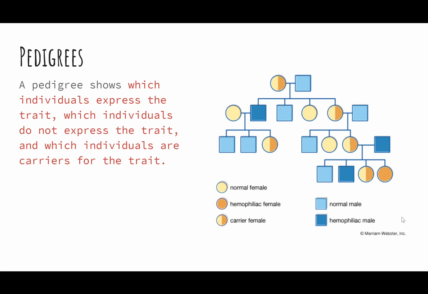More specifically, a pedigree shows which individuals express a certain trait. So for something that is genetically coded, the pedigree is going to show inheritance of that specific trait. We have individuals that express the trait, individuals who do not express the trait, and some individuals who are carriers for the trait. I talked a little bit about carriers in the previous video, but carriers are heterozygous. They have one copy of the recessive allele, but they don't show the trait. They're just carrying it secretly.